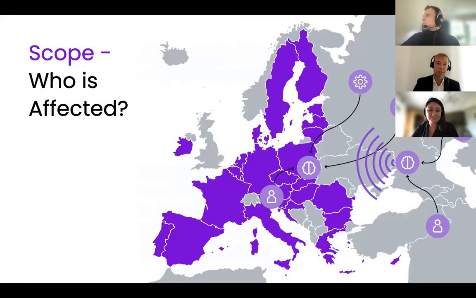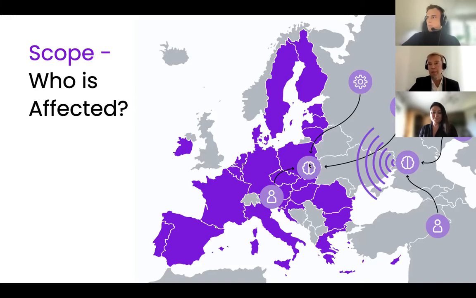When we consider the scope of the proposed regulation, it's important to differentiate between different roles. In this graphic on this map, you see icons of the actual AI systems. The little brain icons represent AI systems. The gear wheel icons represent manufacturers or providers of these AI systems, while the person icons represent users of the system.